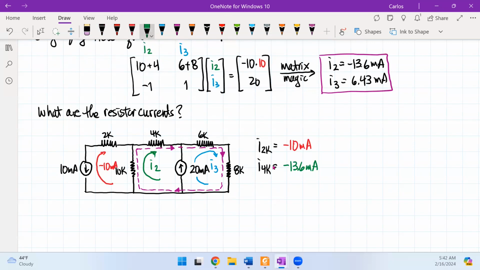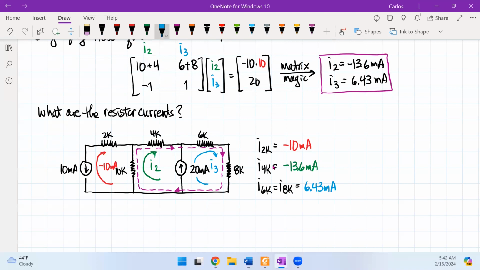And the other thing that we could see here is that loop 3 isolates the 6K and the 8K, so I could then say that the current of the 6K is going to be the same as the 8K, and that guy is then going to be 6.43 milliamps. So the only one that we really have to worry about is the 10K in the middle here.